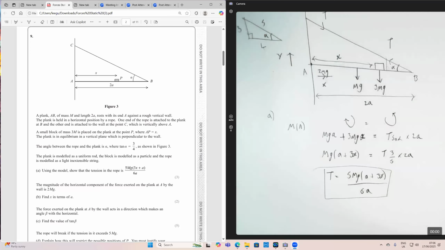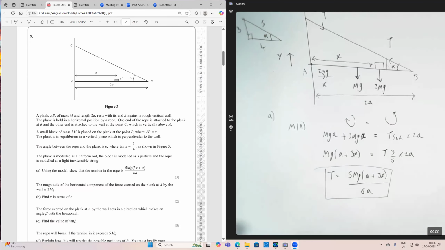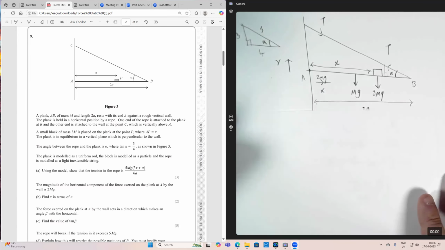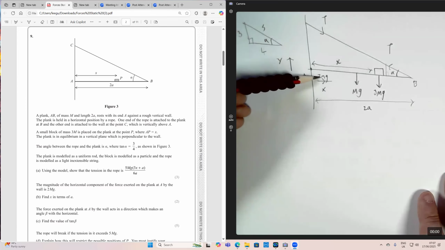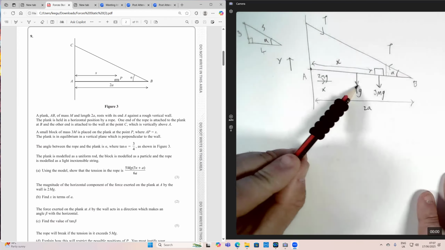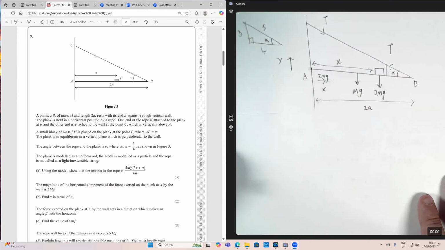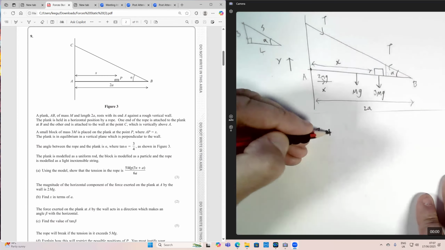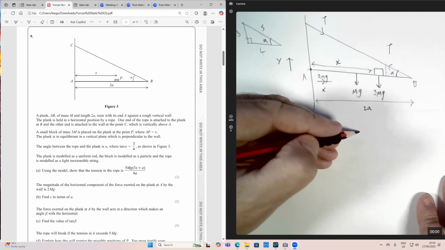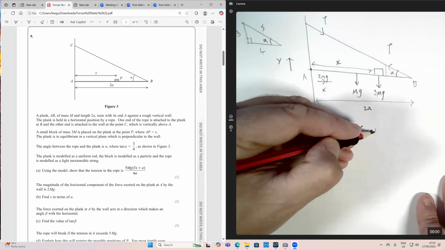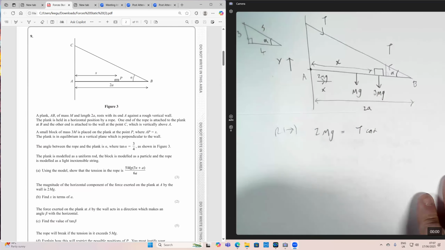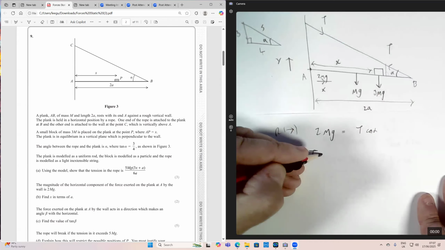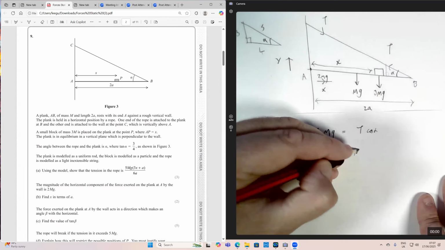So what we need to do for this next bit is resolve horizontally. If we resolve horizontally, we're just going to have the components of the 2mg and the component of the tension, because these will not be acting because they're perpendicular. So when we resolve horizontally, 2mg is going to equal T cos alpha, because this is the adjacent. So T cos alpha equals 2mg.